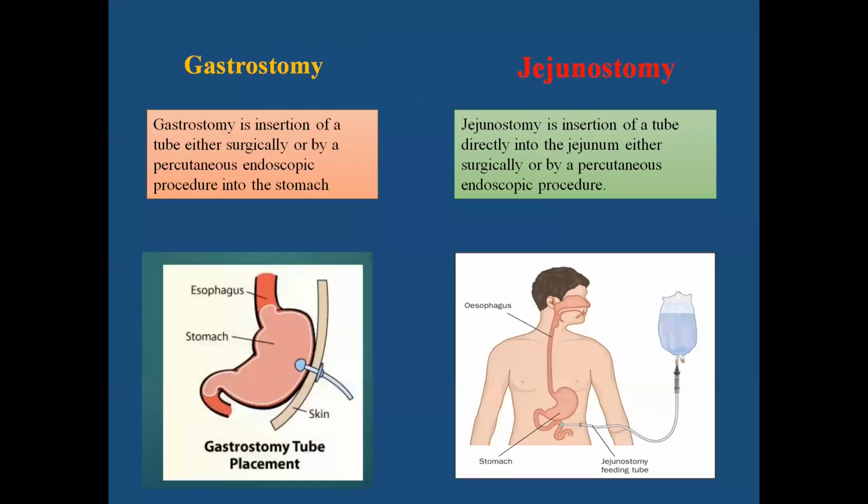And gastrostomy is the insertion of a tube either by a surgical or by a percutaneous endoscopic procedure into the stomach. And jejunostomy is also the insertion of a tube directly into the jejunum, either by a surgical or percutaneous endoscopic procedure. ये jejunostomy procedure होता है.